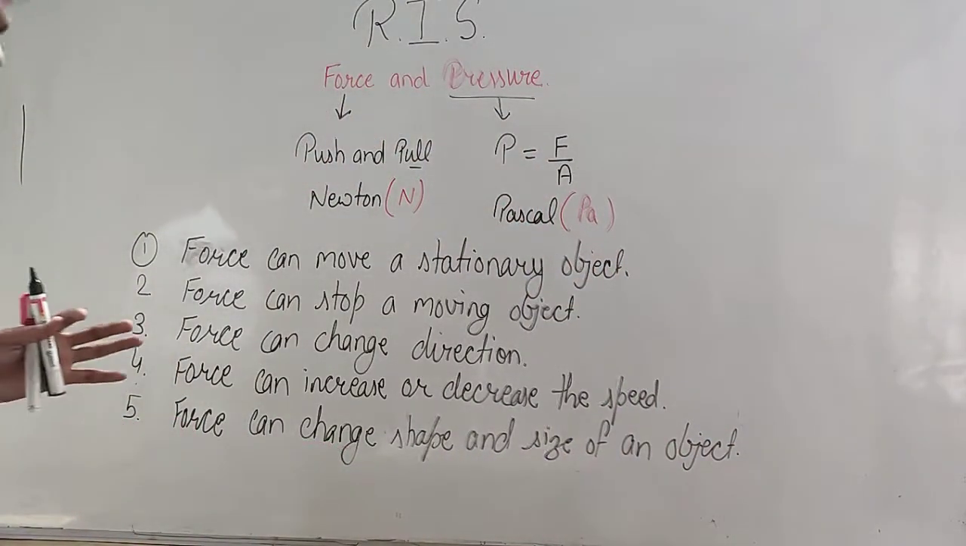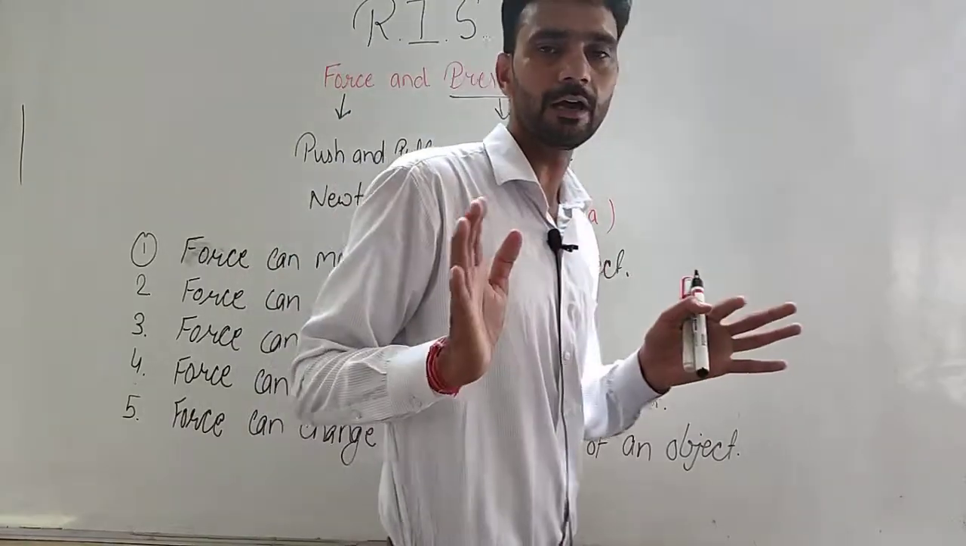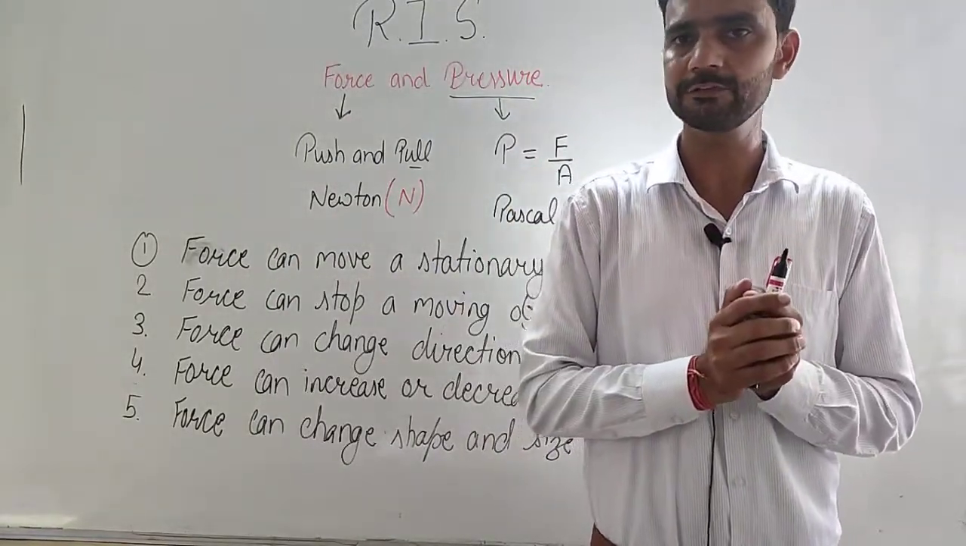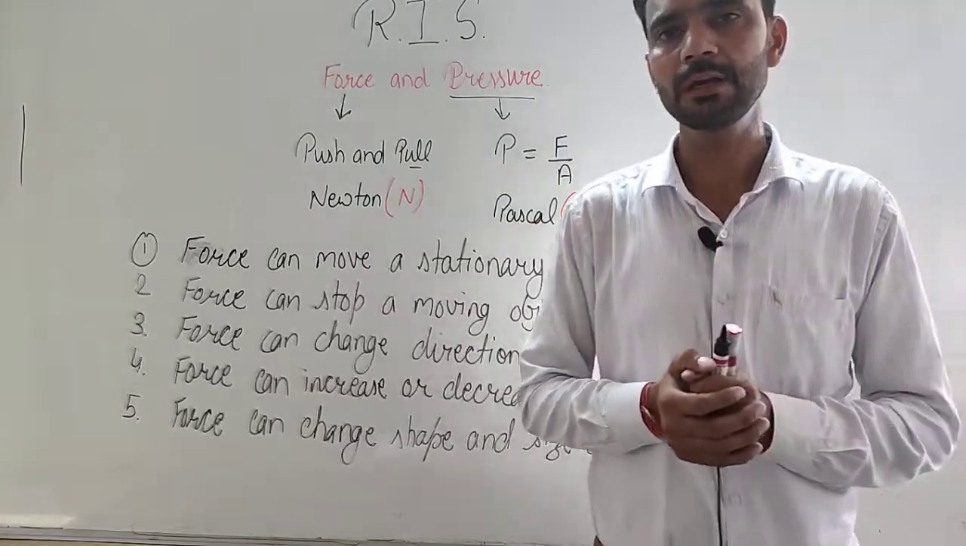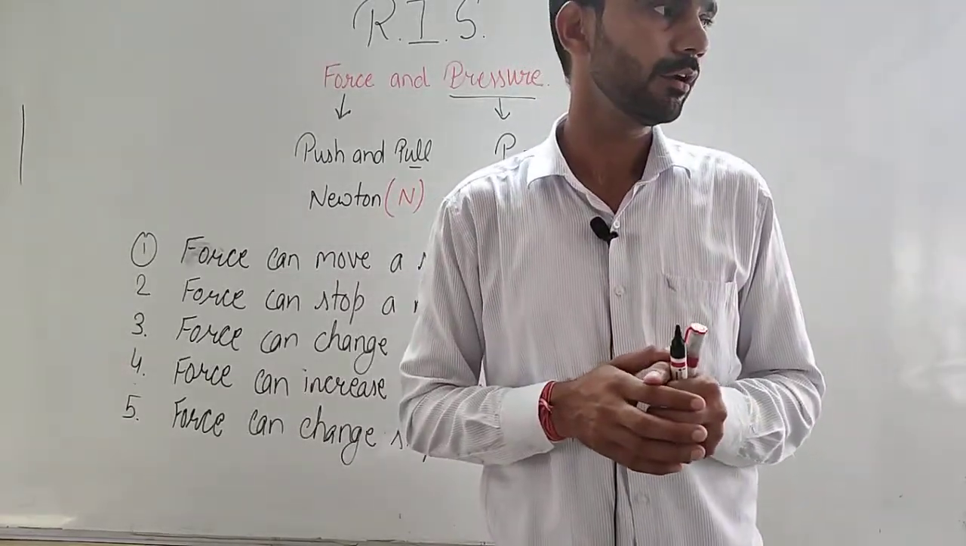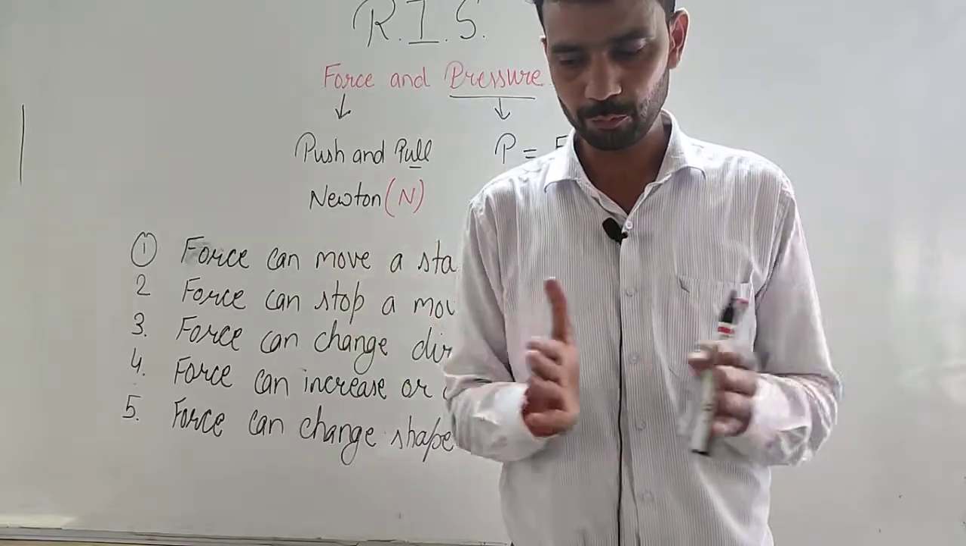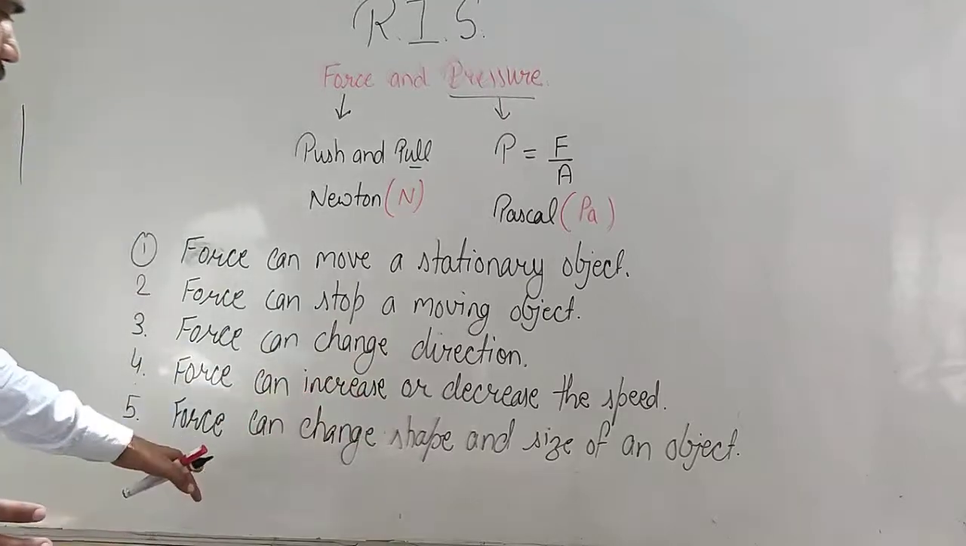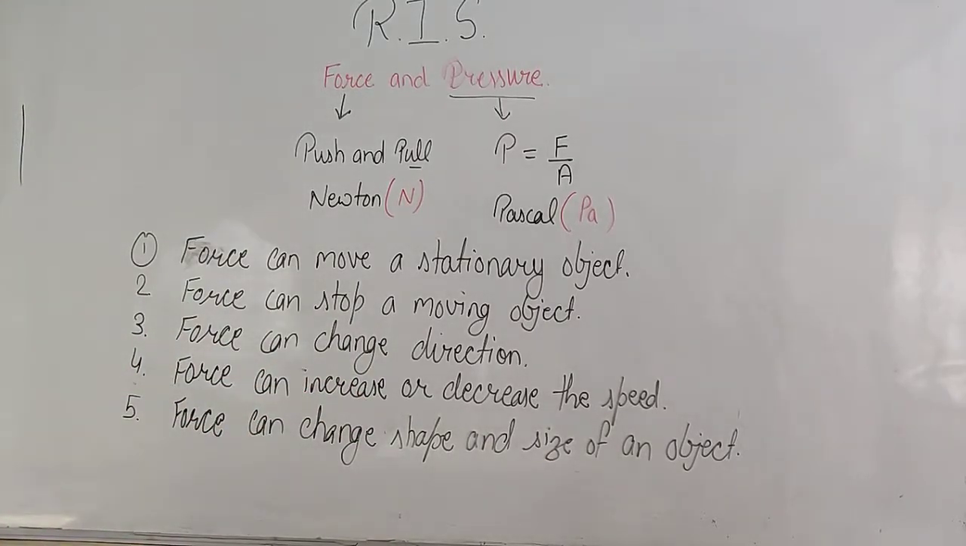If we are exerting a force on the object, suppose we have a football, when we push it from both the hands, its shape and size will change. Take a simple example, suppose we have a balloon. If we push the balloon with the help of both the hands, then the shape of the balloon will change. So a force can change shape and size of an object.